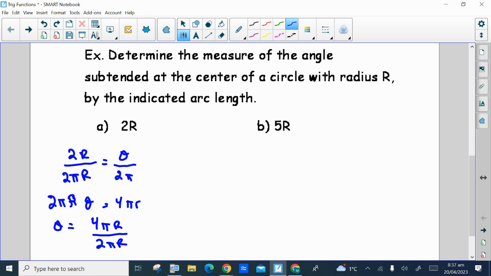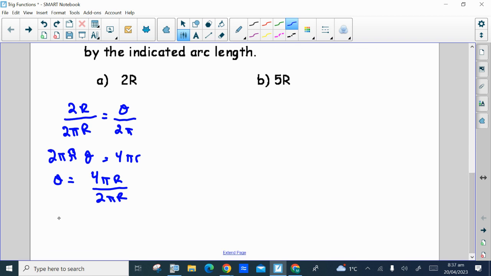And so the r's cancel, the pi's cancel. You're left with 4 divided by 2, which is 2 radians. Because our full turn angle is in terms of radians, our answer will be in terms of radians. So a central angle would be 2 radians, so that the arc length is twice the length of the radius.